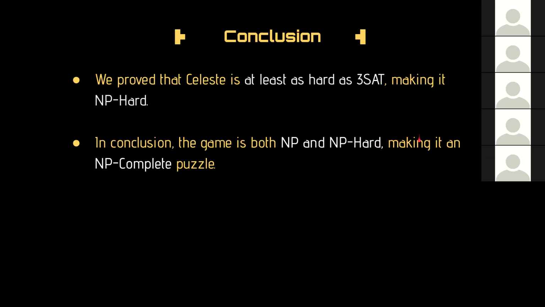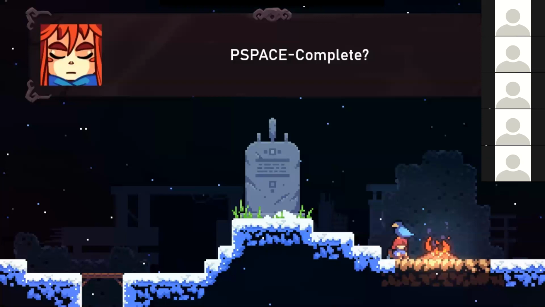That is, if you are able to find an algorithm to solve Celeste in polynomial time, you can also use it to solve 3SAT, making it NP-hard. And as mentioned in the starting by Coover, Celeste is also in NP because given a path, you can check if the path is correct or not, making it NP and NP-hard, which makes it an NP-complete puzzle. Now, Coover will explain how making a small change in this game will make it a PSPACE-complete game, and why that small change made it PSPACE-complete.